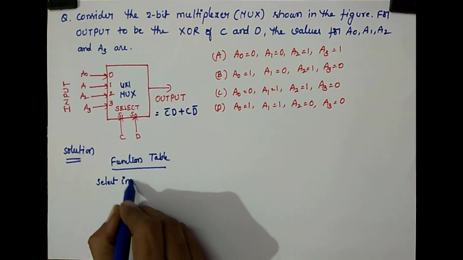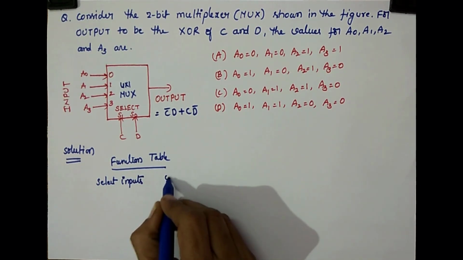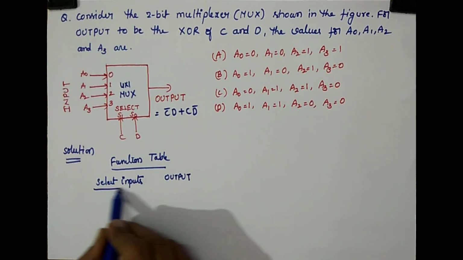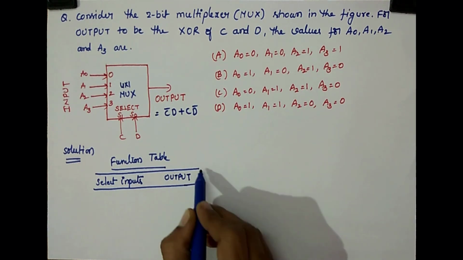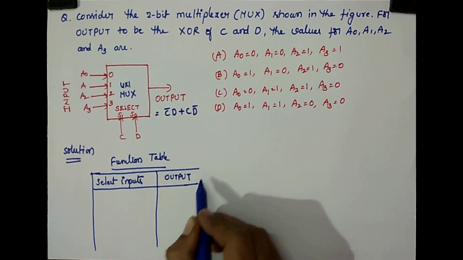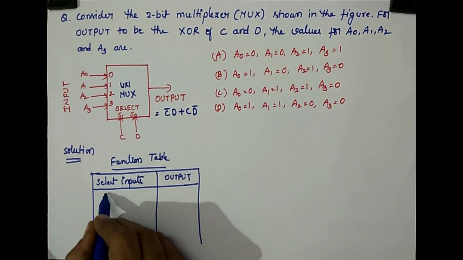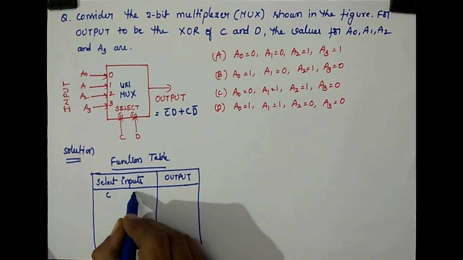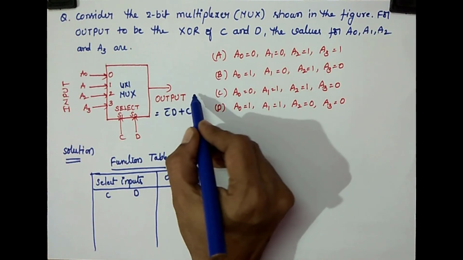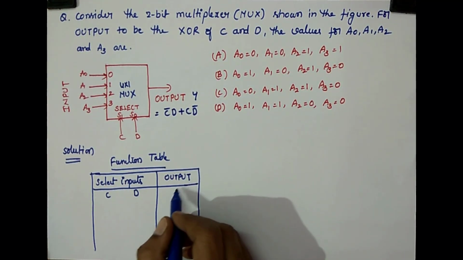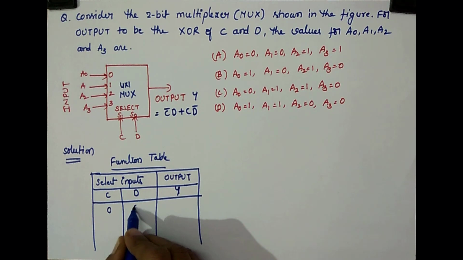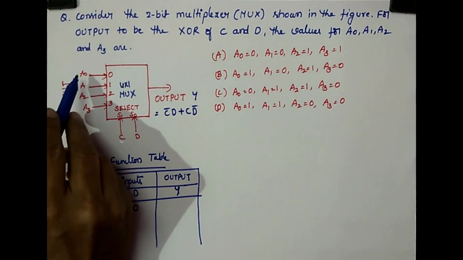Select inputs and output. What are the select inputs here? C and D. Let us represent this output with Y. So this is your Y. When C and D are 0, what is the output? A0 is the output.